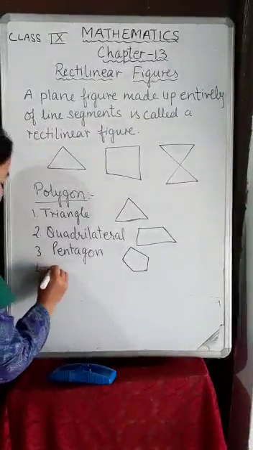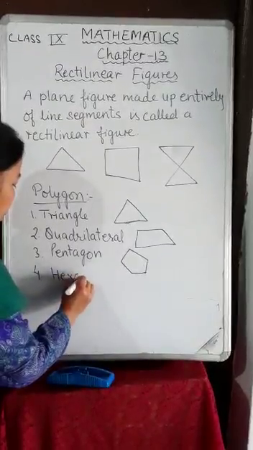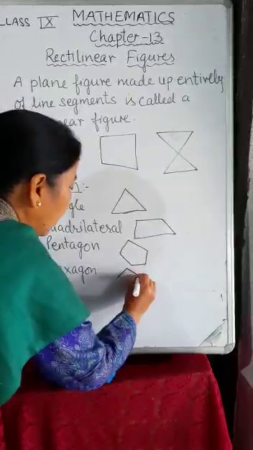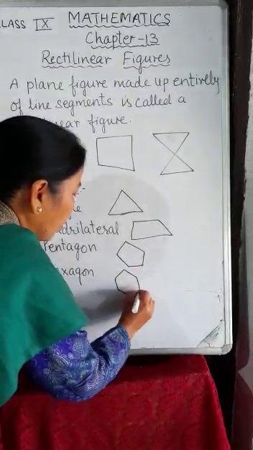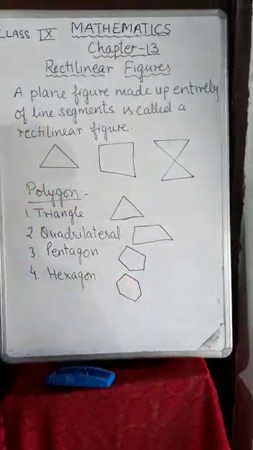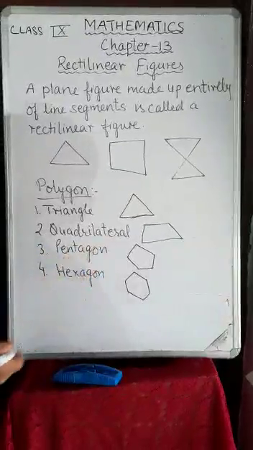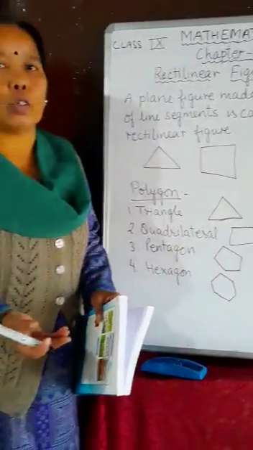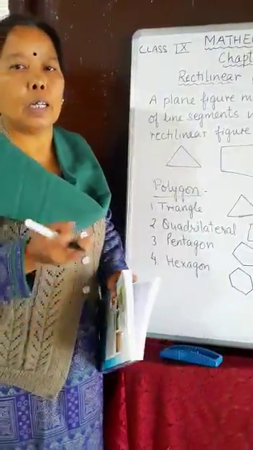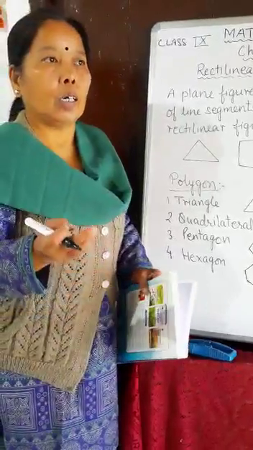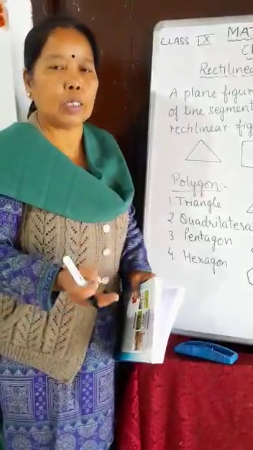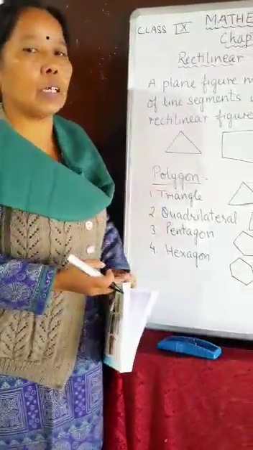Now, the fourth one is hexagon. If a figure is made by 6 line segments, see 1, 2, 3, 4, 5, 6. This figure is made by 6 line segments. It is called a hexagon. Similarly, a 7-sided figure is called a heptagon, an 8-sided figure is called an octagon, a 9-sided figure is called a nonagon, and a 10-sided figure is called a decagon. So these are the different rectilinear figures in your chapter.